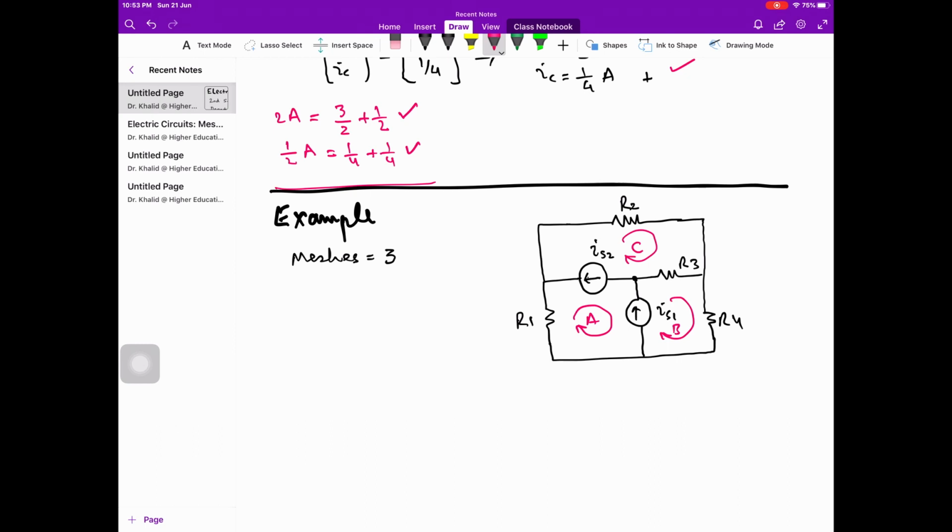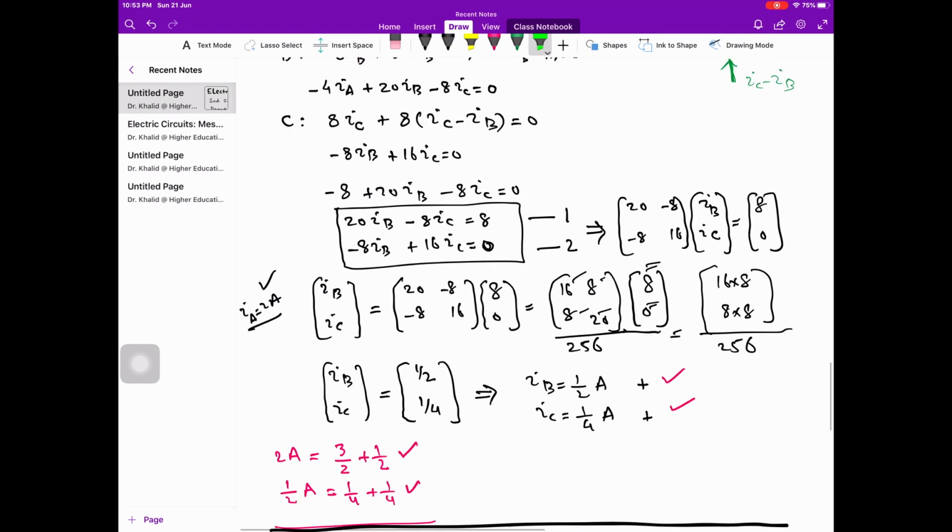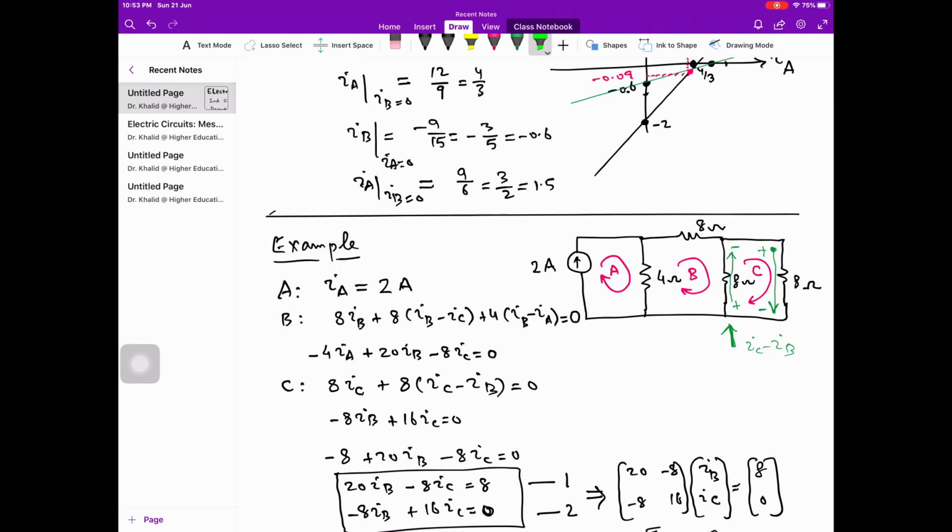A special thing in this circuit is that we have a current source shared by two meshes, mesh A and mesh C. There is another current source again shared by two meshes, mesh A and mesh B. If you see our previous example, in that example the 2 ampere current source is shared by only one mesh current. This is a special thing you should remember.